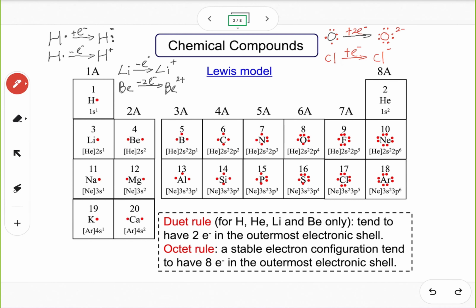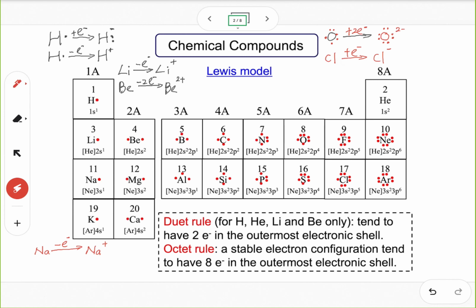Okay, so for sodium, instead of getting 7 electrons to satisfy the octet rule, because it's going to be very hard for you to get 7 electrons in one shot in chemical reactions, it tends to lose 1 electron, and that will be sodium plus. After it loses 1 electron from the 3s orbital, the electronic configuration would be neon.